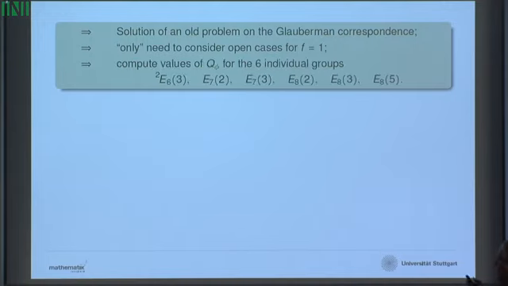First of all, this had a theoretical consequence that I will not speak about here, but maybe at the workshop in May. It has to do with the Glauberman correspondence, but for our problem here it means I only have to look at this base case where f is equal to 1. So in the end we don't have these 5 infinite families that we have to solve, but we only have to compute the Green functions for these 6 individual groups.